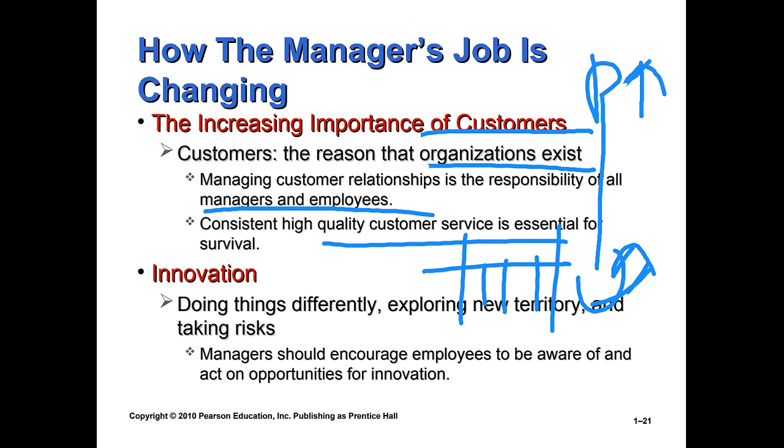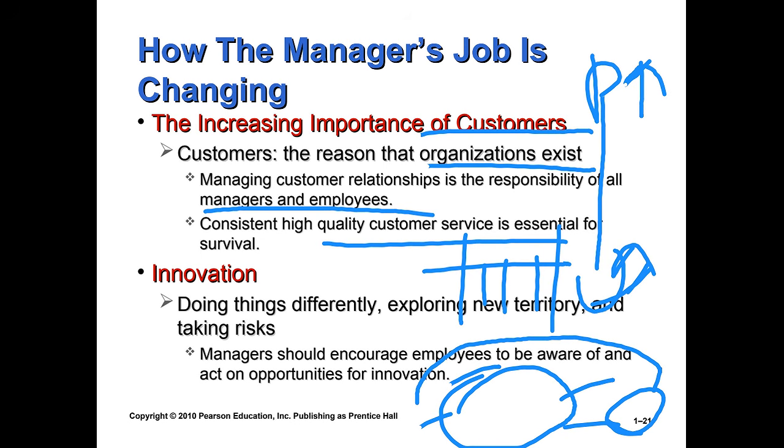Another thing is innovation. Because technology has advanced so much, and because of the internet, businesses have become global. So you are competing globally, and any company that is very far away can become a threat for you. So you have to keep on innovating: doing things differently, exploring new markets and taking risks. Managers should encourage employees to be aware of and act on opportunities for innovation. If you cannot innovate, you will not sustain in the market.